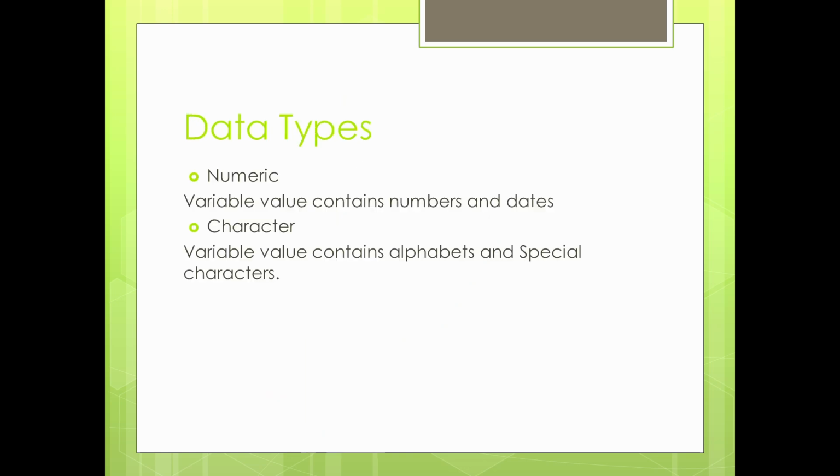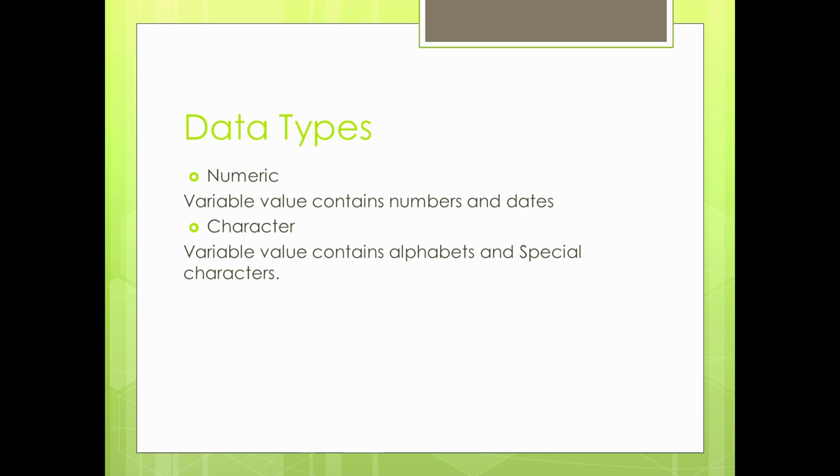Data is of two types actually. One is a numeric type and the second is a character type. Numeric type means it contains a value like a number, and dates. For example, while collecting information from a subject, we are going to ask them what is the date of birth, what is the blood pressure, and what is the pulse rate. All these are numbers, so they come under the numeric data type.